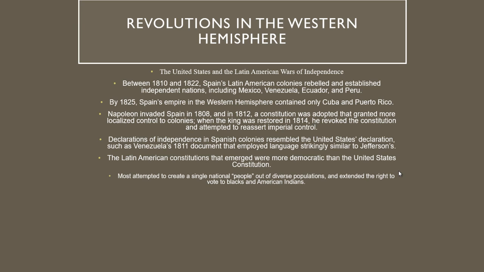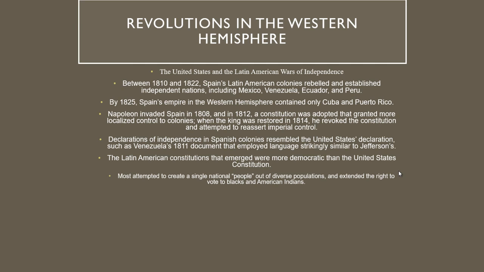Important parallels existed between the Spanish-American revolutions and the United States War for Independence, primarily that they were precipitated by imperial attempts to raise more revenue out of colonies. The Spanish government had been trying to strengthen its hold over the empire since the late 18th century. Napoleon invaded Spain in 1808, and in 1812, a constitution was adopted that granted more localized control to colonies. When the king was restored in 1814, he revoked the constitution and attempted to reassert imperial control.